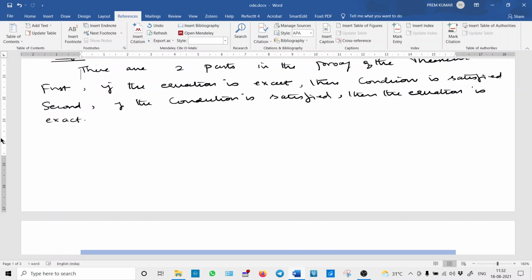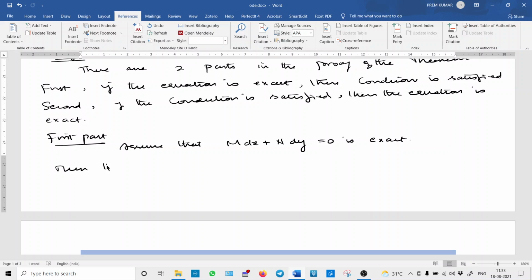First part. Let us assume that the given differential is in exact form. Let us assume that M dx plus N dy equal to 0 is an exact differential form. We are assuming it. If it is exact, we are using the definition. What is it?